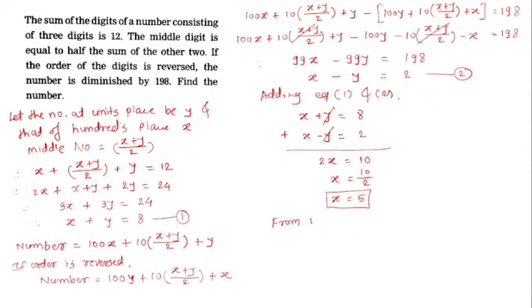So from equation 1 we have x plus y is equal to 8. So x, that is 5, plus y is equal to 8. So y is equal to 8 minus 5, that's 3. So these are the values at units place and hundreds place. And by that we can find the value of the middle term, it is middle number. So the middle number is x plus y divided by 2.